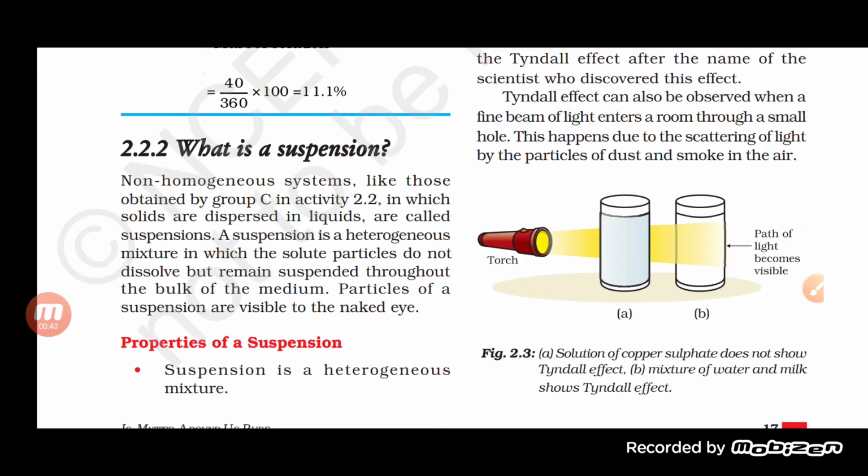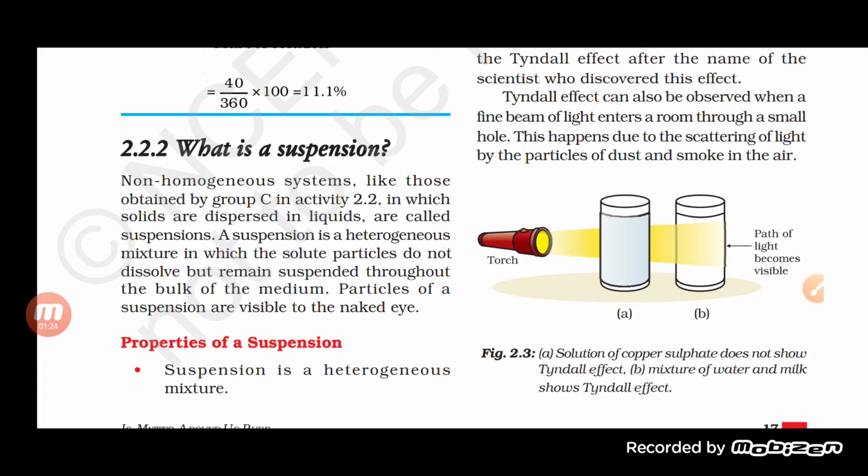And in case of a colloidal solution, the range of the particle is 1 nanometer to 100 nanometer. So they cannot be seen with the naked eye, but they can be seen with a powerful microscope. In case of a solution, the particles are so small that they cannot be seen even with a powerful microscope. But in case of a colloidal solution, they can be seen under a powerful microscope.